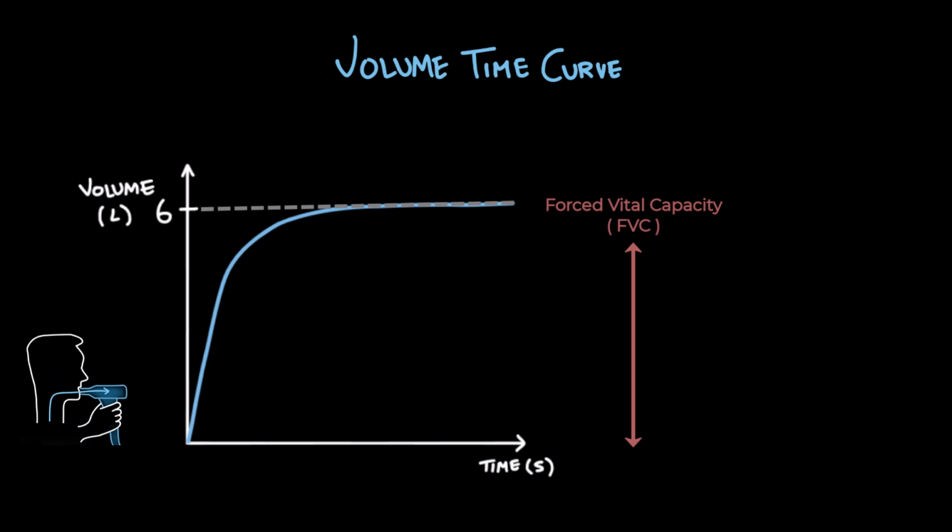This FVC is a very important measure because it helps us understand how much air our lungs can actually move. In this case, let's say it's 5 liters, and the air remaining in the lungs after the forced expiration is the residual volume.